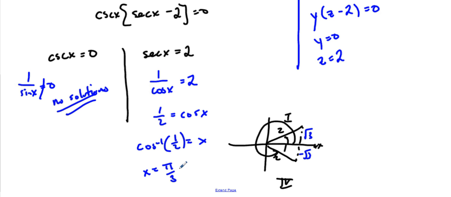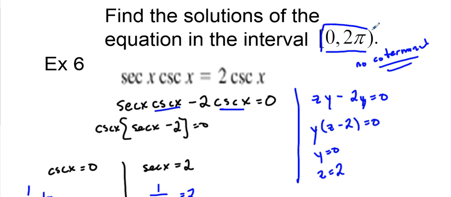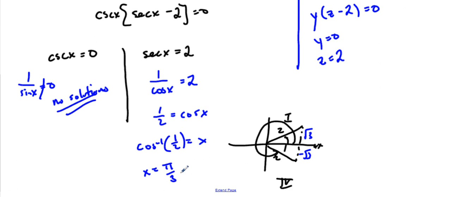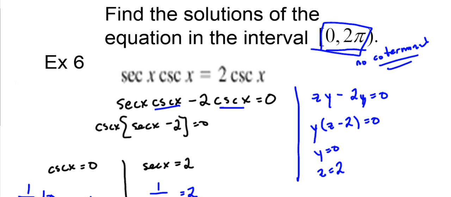Do we need to add our coterminal? No, we do not need to add the coterminal because we're only looking for a solution between 0 and 2 pi. Our other solution would have to be, well, what's in the fourth quadrant? That would have to be 5 pi over 3. And that would be our other one because that would be going right there. Do we have to add our coterminal? We do not have to add our coterminal, once again, because we are only going from 0 to 2 pi. So no coterminal in either one of those cases.